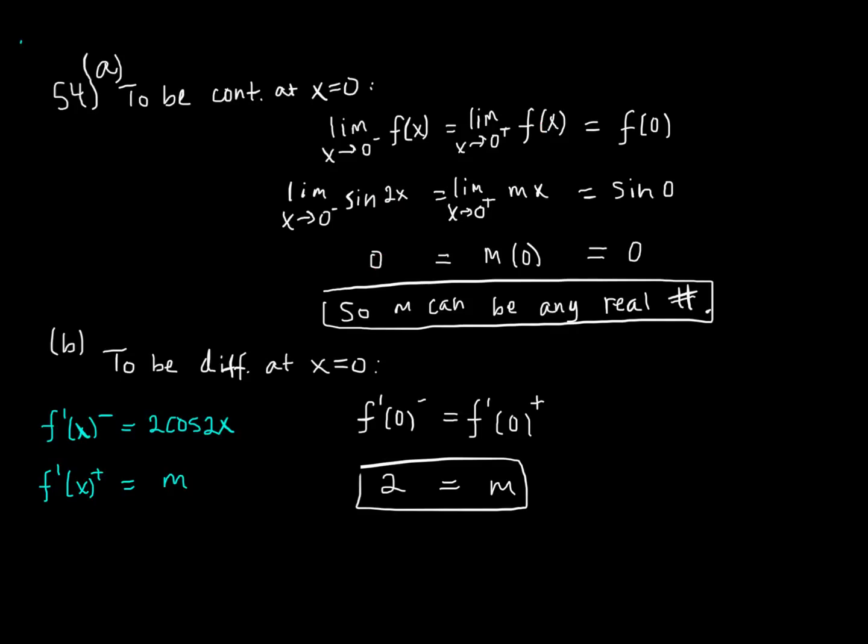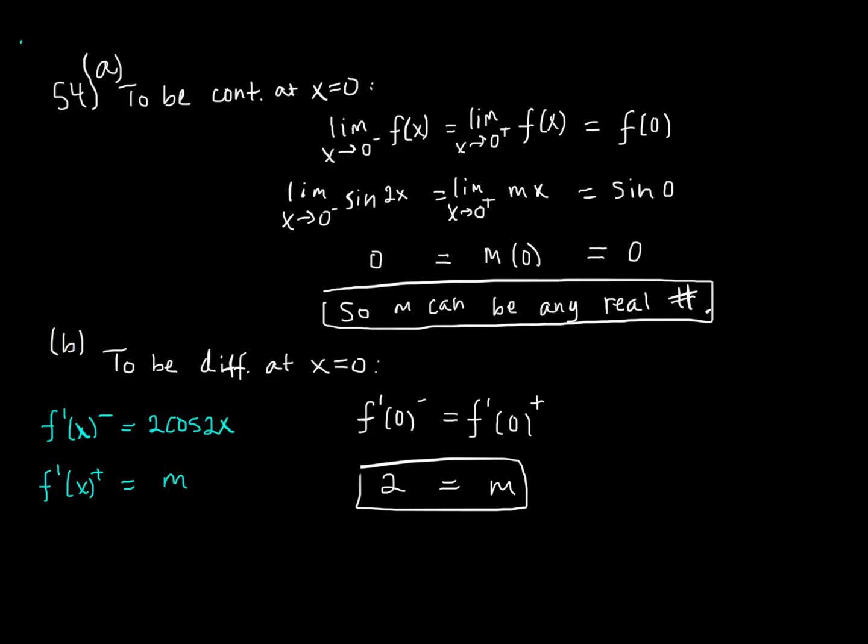The limit of f as you approach from the right, well, it's defined by the function m times x, and I can use substitution once again. I'll get m times 0. Now notice I've written this out because I want to notice something important. I'm trying to figure out what m has to be. Well, the value of the function at 0 is sine of 0, which is 0. And so notice that m can be anything, because if it were any number and I multiply it by 0, I end up with 0. So m can be any real number and the function will still be continuous.